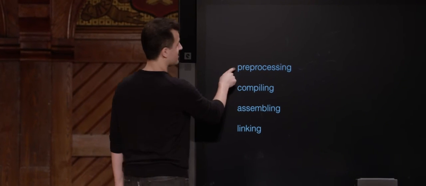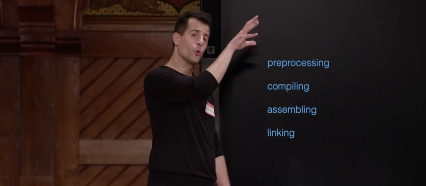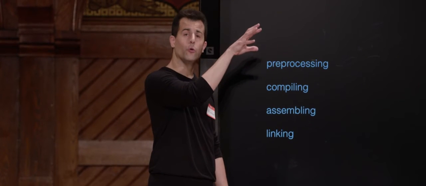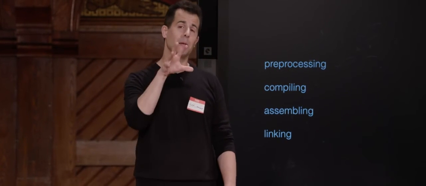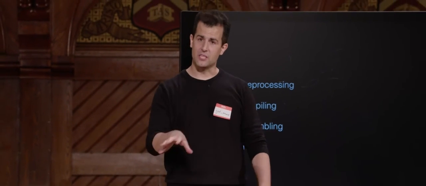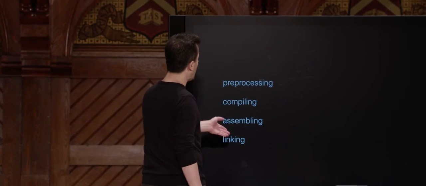So pre-processing does that find and replace and a few other things. Compiling takes your source code from C, source code that we wrote, to assembly code that we just glanced at. Assembling takes that assembly code to 0s and 1s that the CPU really will understand at the end of the day. And linking is the last step that happens for us.